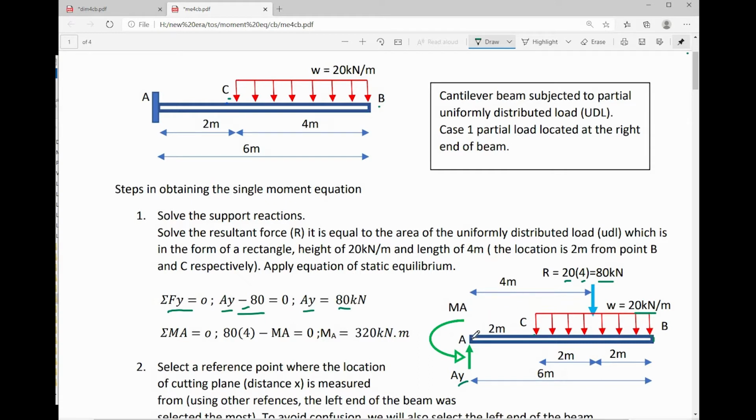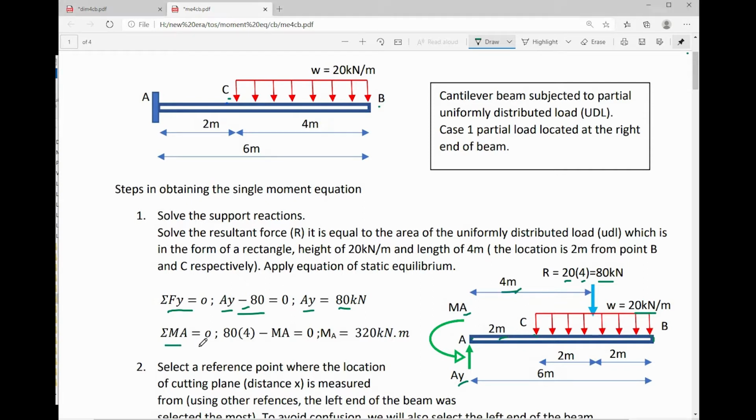We will apply summation of moment at point A. In order to solve for the moment reaction at point A, we know that the resultant is located 4 meters from point A, that is the moment arm. Since from point C up to the location of the resultant is 2 meters and A to C is another 2 meters, 2 meters plus another 2 meters is equal to 4 meters.